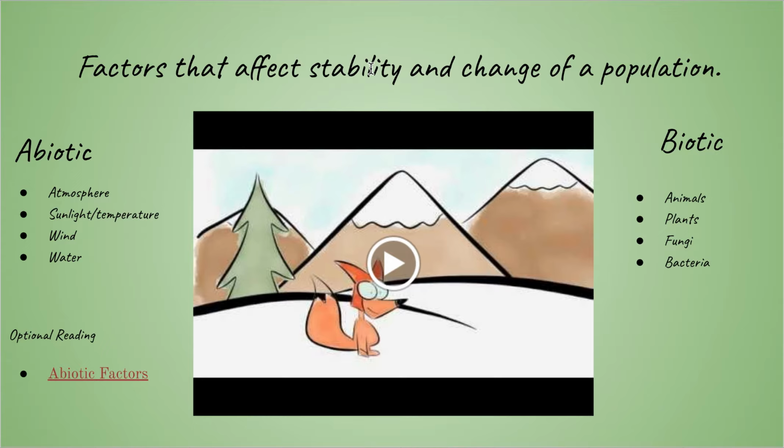So there's 2 terms. If you remember in the objective statement, I mentioned that there's abiotic and biotic factors. And so what do abiotic and biotic factors mean? Well, abiotic can be thought of as 4 things: atmosphere, sunlight and temperature, wind, water. Those are some examples of abiotic factors that affect a population. Biotic factors that affect a population are animals, plants, fungi, and bacteria. So these factors, abiotic and biotic, play a role in the stability and change of a population.